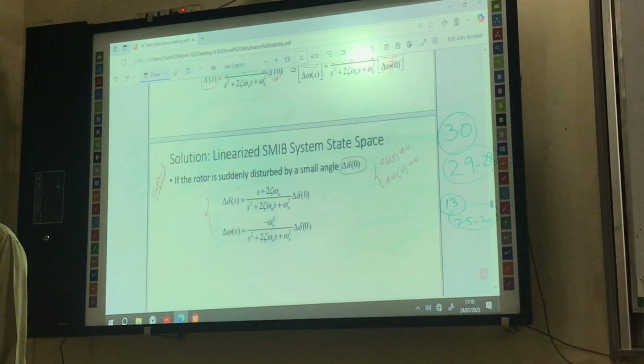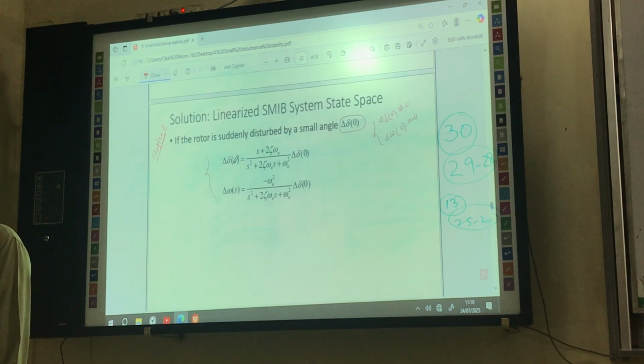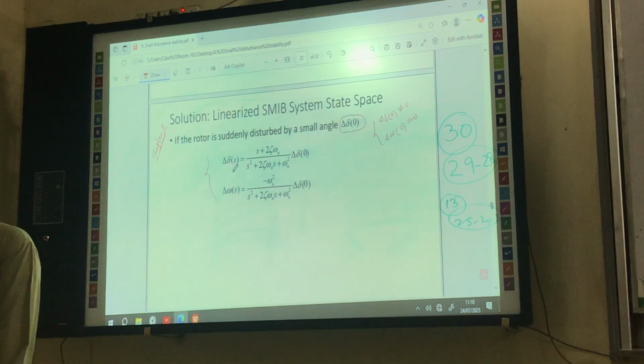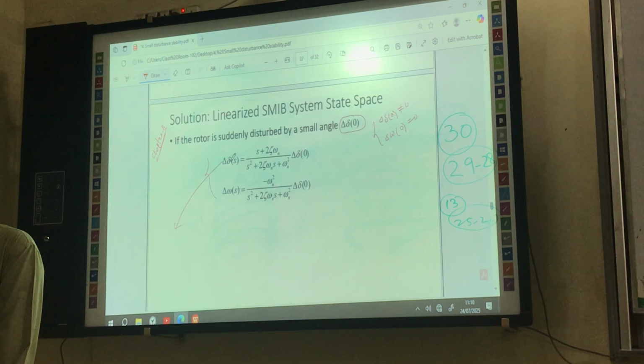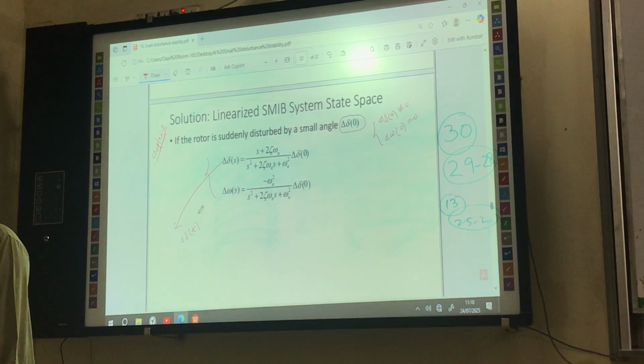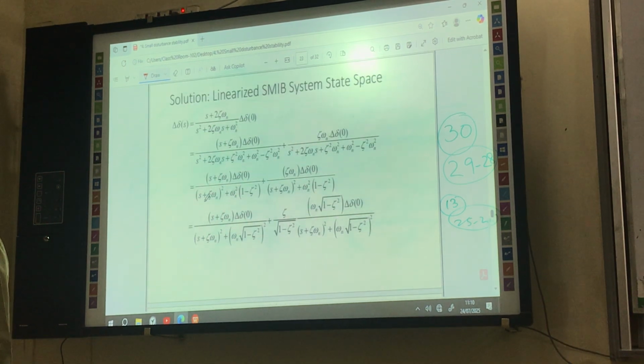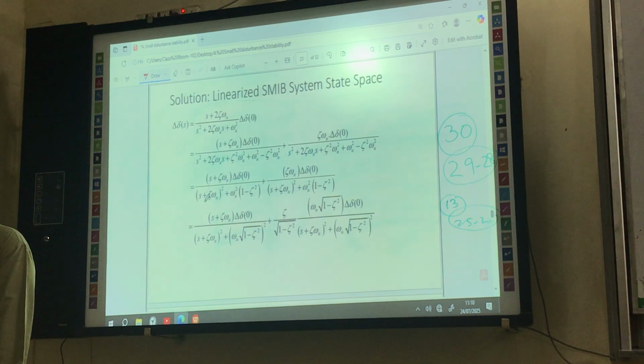Now we have to apply the inverse Laplace for this del delta of S and del omega of S. What will be the inverse Laplace of this del delta of S? It will be del delta of t, right? That is our target to find out. Now, before applying the inverse Laplace directly, we can rearrange some terms so that we can follow the Laplace transform and inverse Laplace transform tables, right? We have some tables for Laplace transform and inverse Laplace, right?